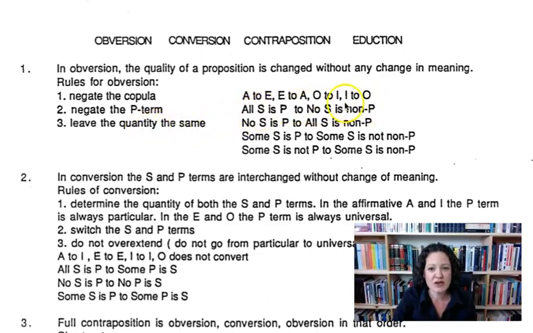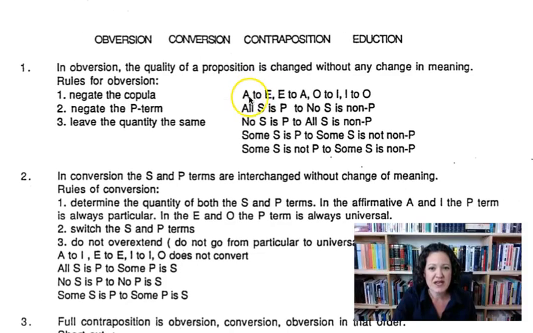So now let's go over here and look at what the examples look like. So an A statement, all S is P, is going to change to an E statement. No S is P. But we're also going to add negation of the P term. So all S is P is going to change to no S is non-P. Now, this is something you just have to practice. All S is P is going to change to no S is non-P. So we're changing the quality. We're changing from affirmative all is to negative no is. We've kept the quantity the same. It's how much is the same.